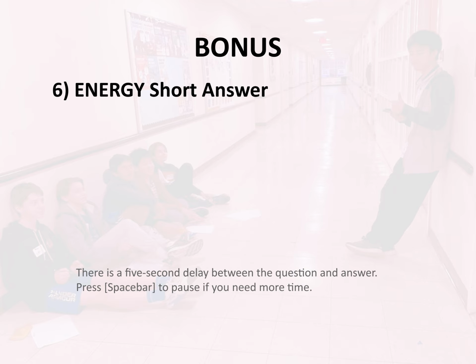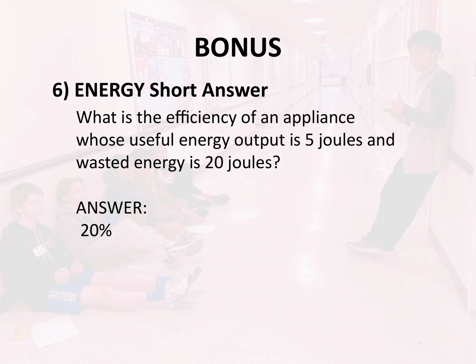Bonus 6. Energy short answer. What is the efficiency of an appliance whose useful energy output is 5 joules and wasted energy is 20 joules? Answer, 20%.